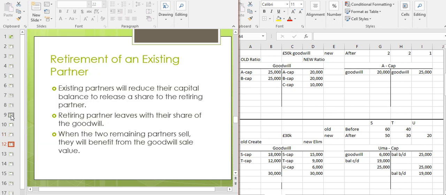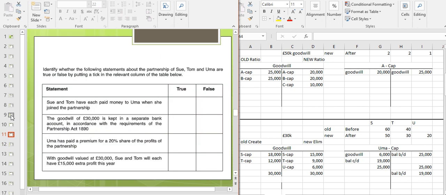Okay, we have some true and false questions before we move on to a retirement question, which I might do in part 2 actually. So let's summarize. So Sue and Tom have each paid money to Uma when she joined the partnership. True or false? Doesn't make sense to me. Sue and Tom were there from before. Why would they pay money to the new partner? Doesn't make sense. It's the other way around. Uma would have paid Sue and Tom, not the other way around. So the answer to the first one is false.